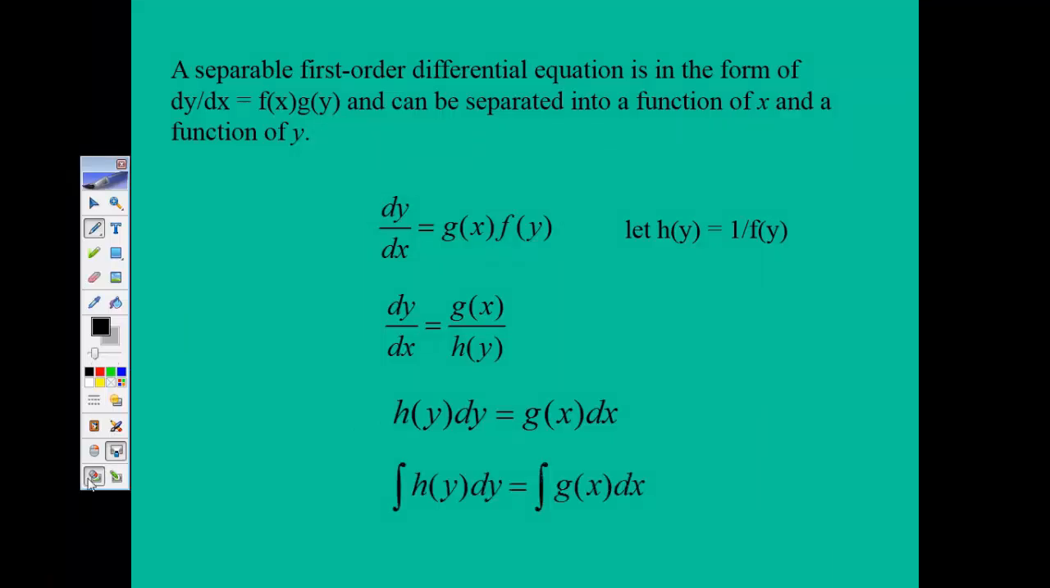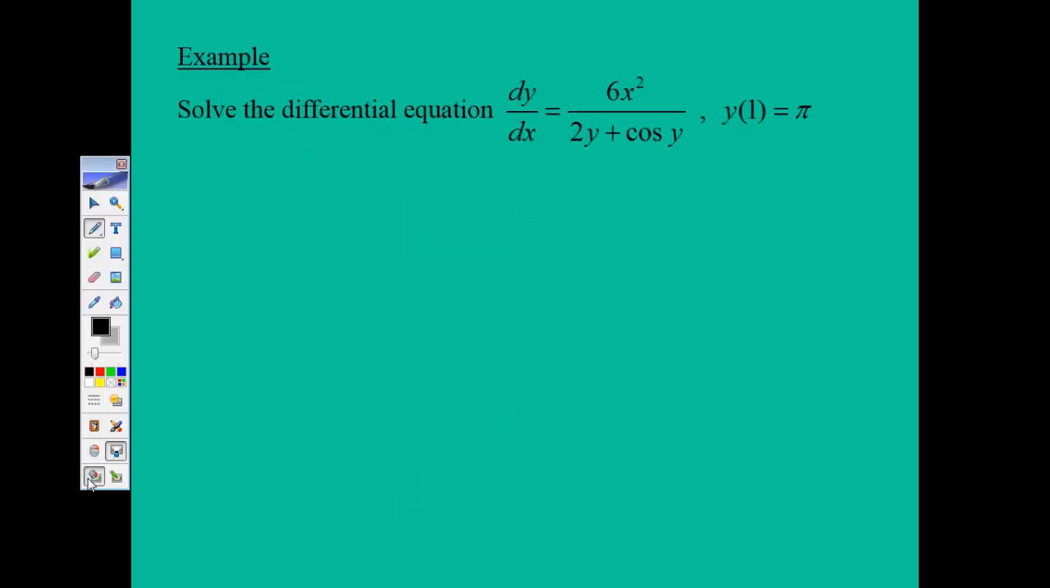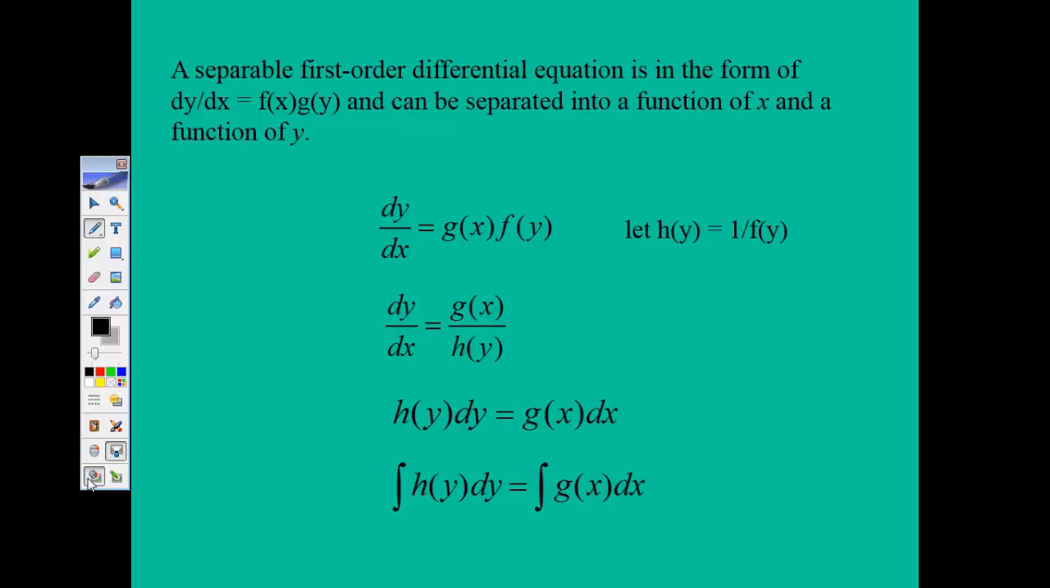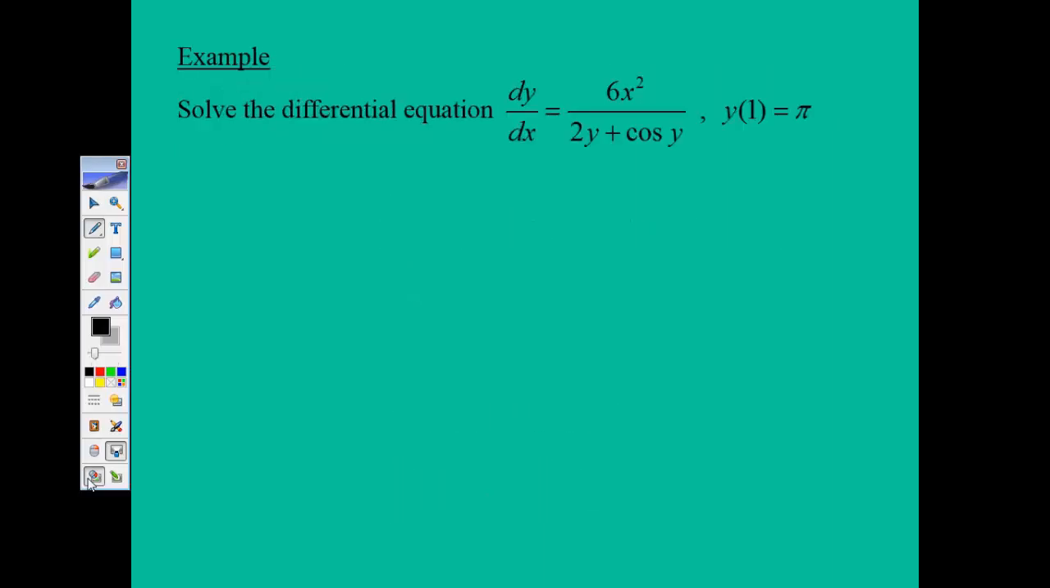Now we can take the antiderivative of both sides of this equation and we can solve this differential equation. We could solve for y in terms of x. We can't always necessarily solve this explicitly because we may have combinations of algebraic and trigonometric functions, but if possible, we do try to solve for y explicitly if the equation allows. Let's take a look at an example.